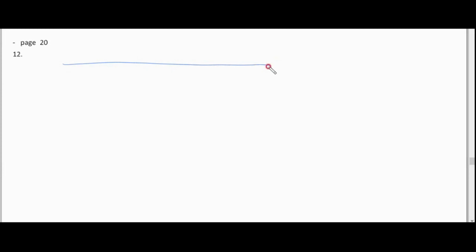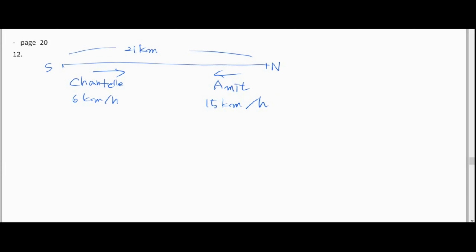So here's a trail, here's the north, and here's the south. The whole trail is 21 km. At the south, Chantal started jogging at a speed of 6 km per hour. And at the north, Emmett departed at 15 km per hour. And then, at some point, they will meet here. So do you remember DTS? D was the distance, which equals the time times S. And T was D over S, and S was D over T.